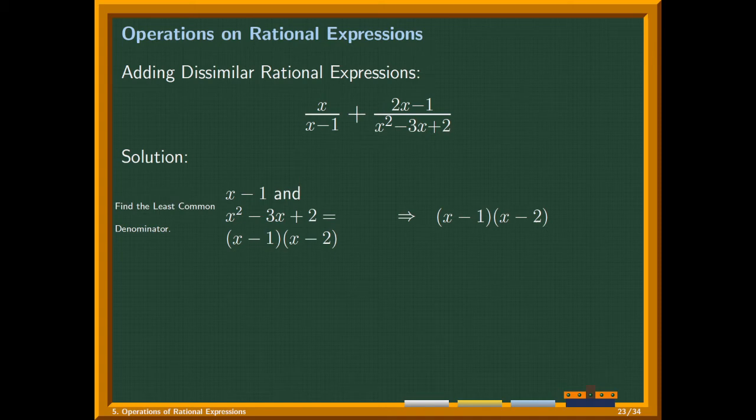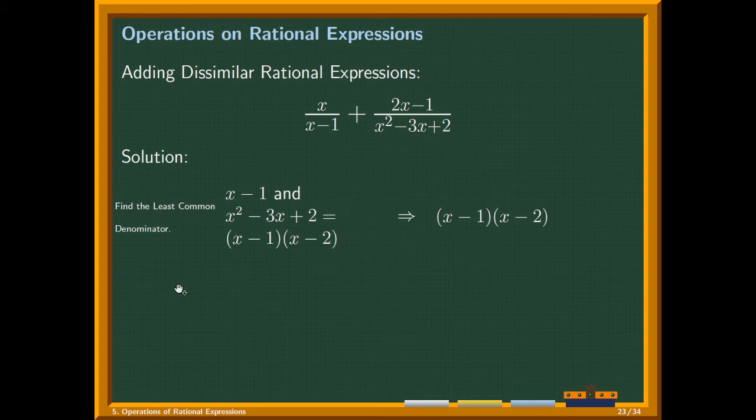So, the first step has been carried out. What is the purpose of this least common denominator, LCD? So, the purpose of having this LCD is to rewrite the original expression into similar fractions. We use the LCD and put it in the original expression so that the dissimilar fractions become similar fractions.